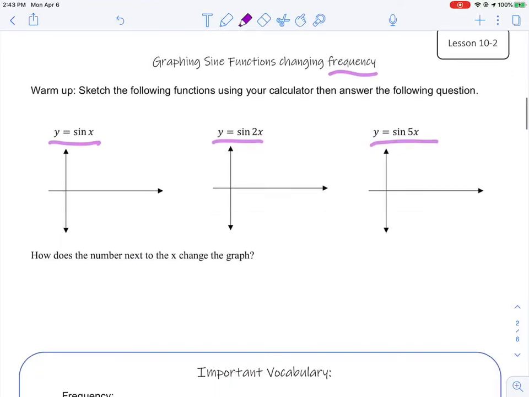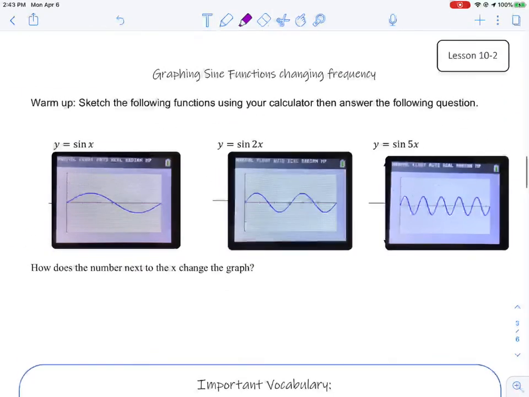Okay, so I went ahead and did those graphs. So if we take a look, these are the 3 graphs that you would have gotten. Now remember, I called one cycle: you start at your midline, you go up to the maximum, down to the minimum, and back. So on this graph, and I'm going to label a few things, this went out to 2 pi, and my highest was at 1, and my lowest was at -1.